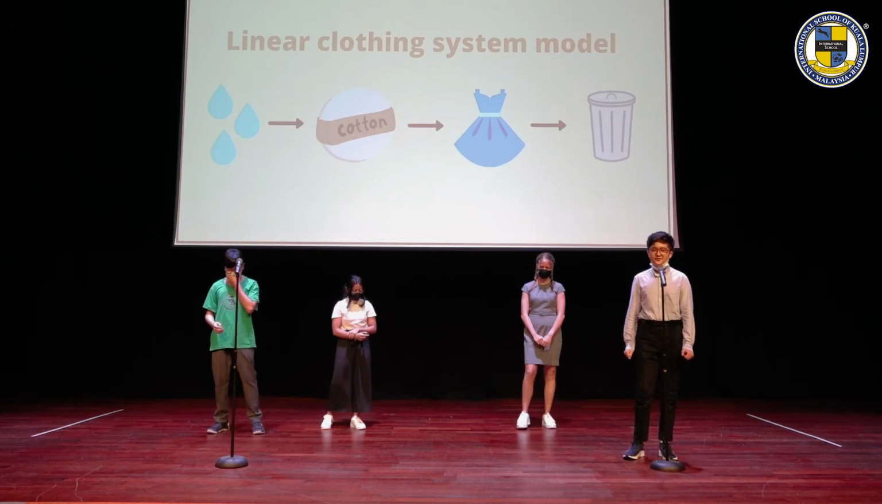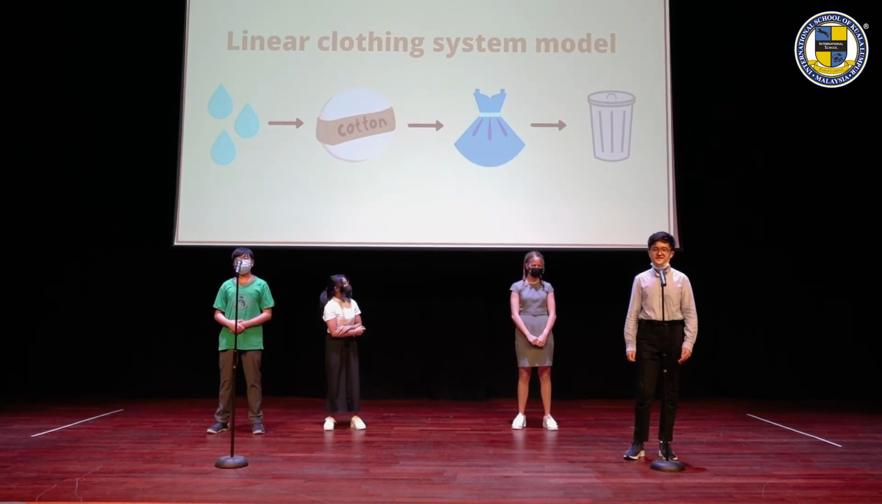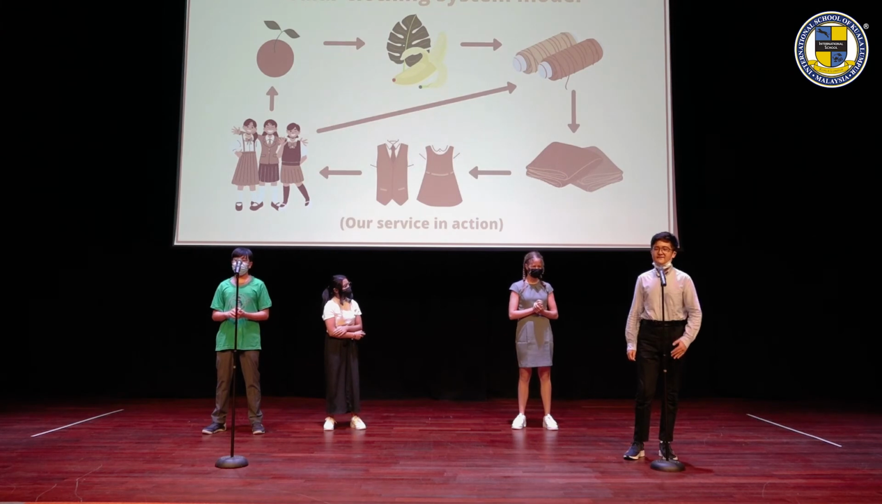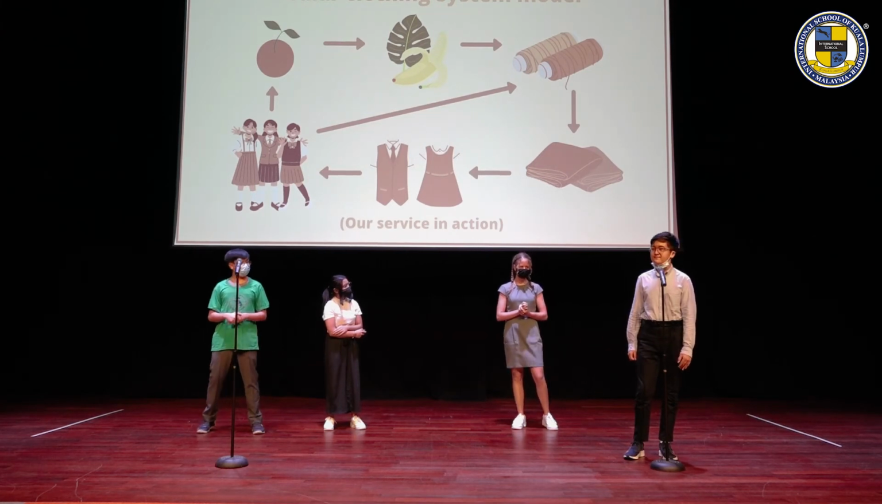Rather than a linear model where more and more resources are taken from the earth to produce products which are sold, used once, and then immediately disposed of, this circular model allows us to reuse the uniforms over and over again and eventually restore it back to the earth.